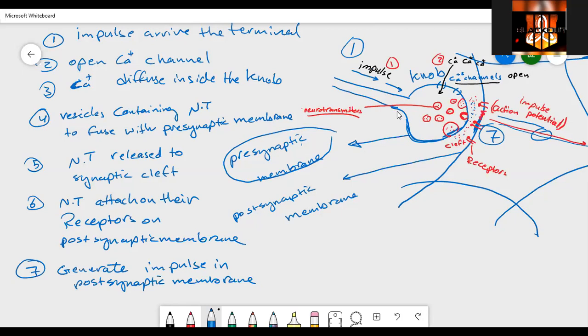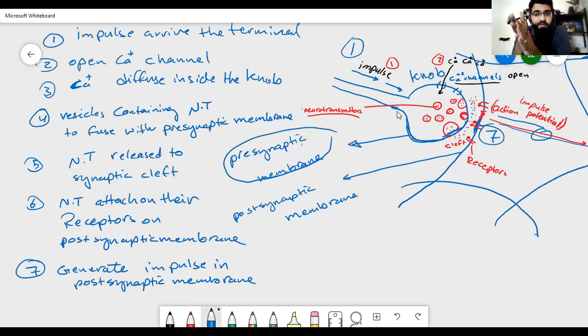Now I have a question. Do you think that these neurotransmitters should stay attached to the receptors forever? No. Once they attach to the receptors and make an action potential in the postsynaptic membrane, that's all, no need for more. So what will happen now?